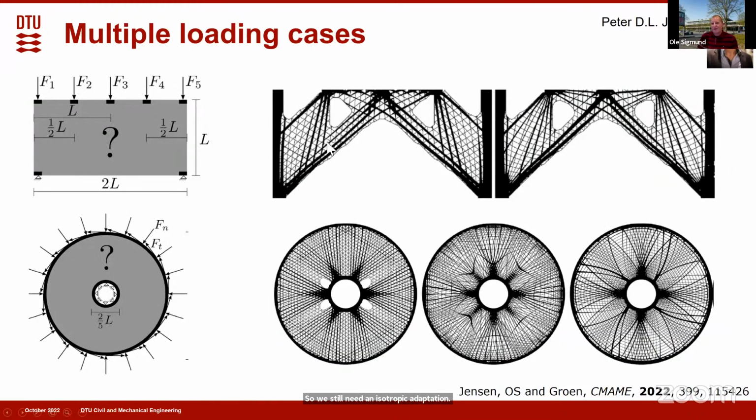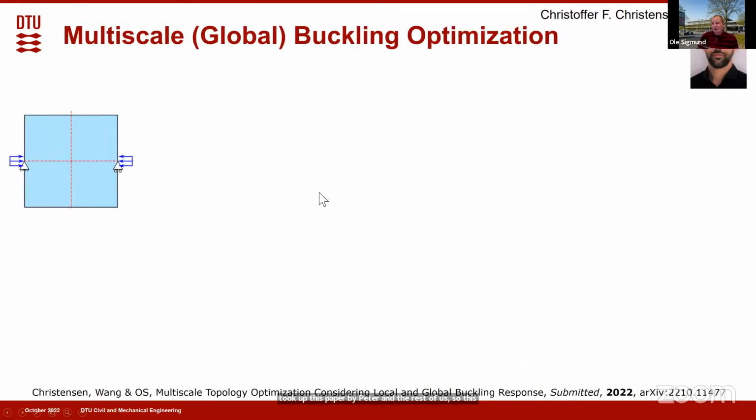We also have various other cases. I should say that there's quite a dependency on the starting guess. So it's not fully resolved, this problem, but if you want to know more, you can look up this paper by Peter and the rest of us. So this was stiffness optimization. Now let's get to the buckling optimization problem.